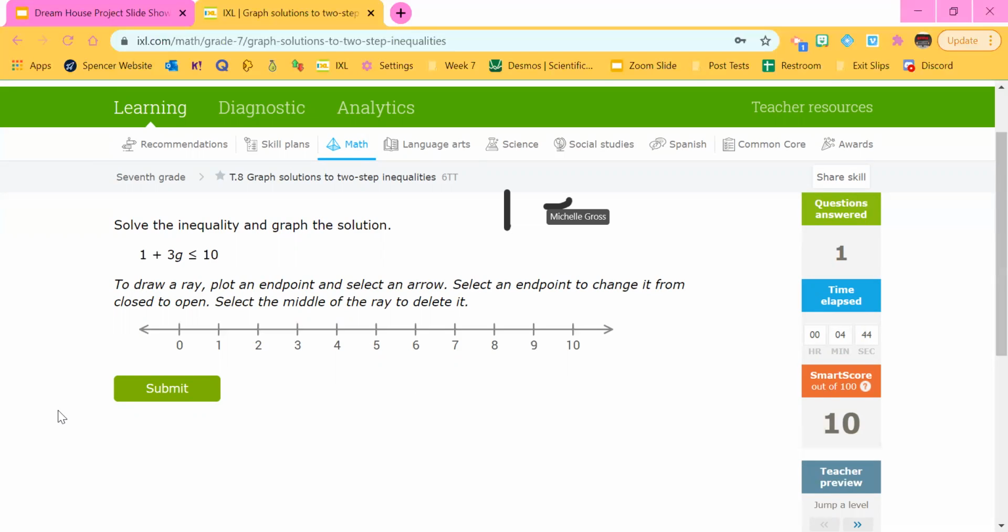1 plus 3. Ooh. It keeps popping up my little name when I'm doing this. Yeah, 1 it does plus it for me too.